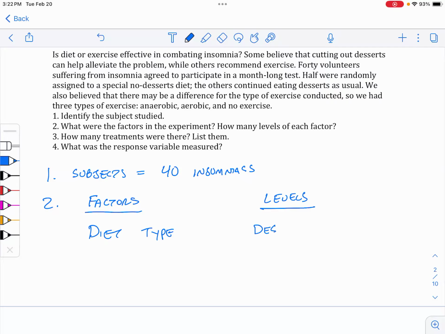is desserts and no desserts. So those are the types of diets, and we're pretty simple here, right? Dessert, no dessert.